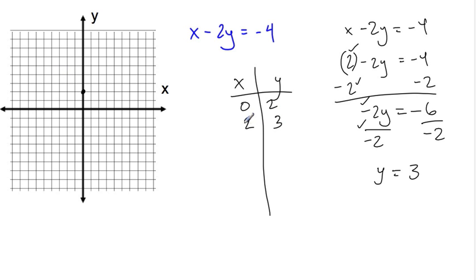So I'm going to go over 2 to the right because it's positive, up 3 because it's positive. 1, 2, up 1, 2, 3. Okay, so again, I purposely picked some easy numbers.